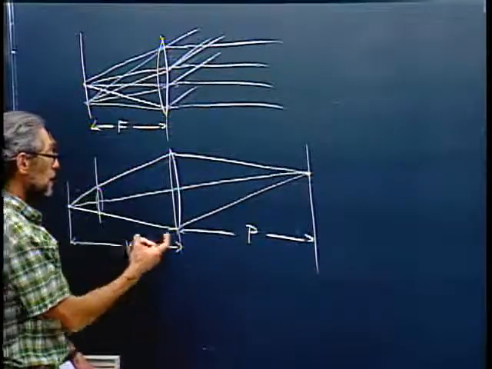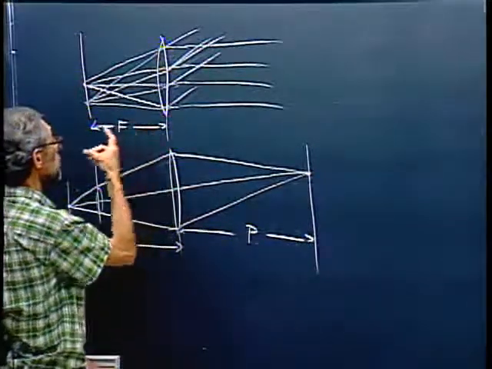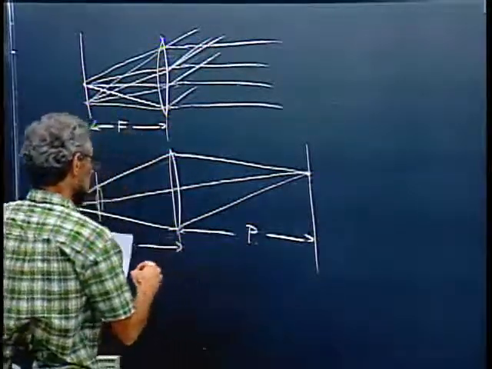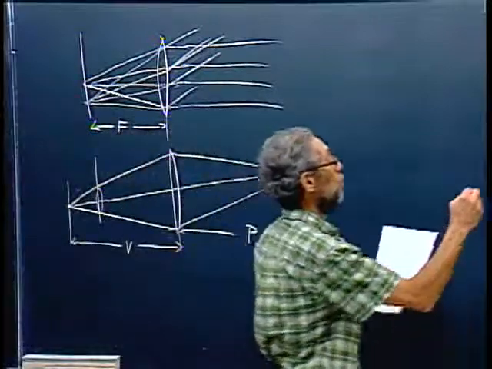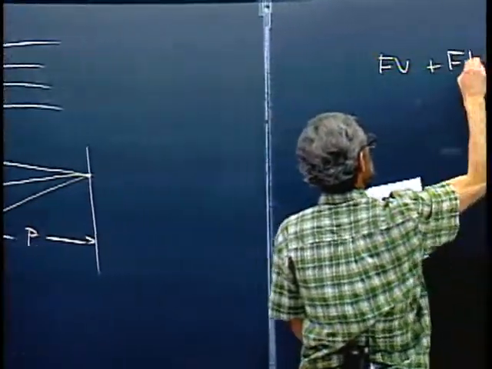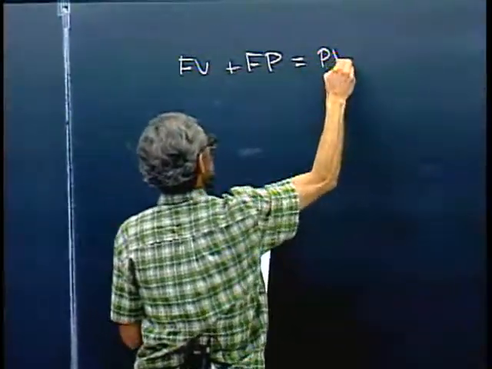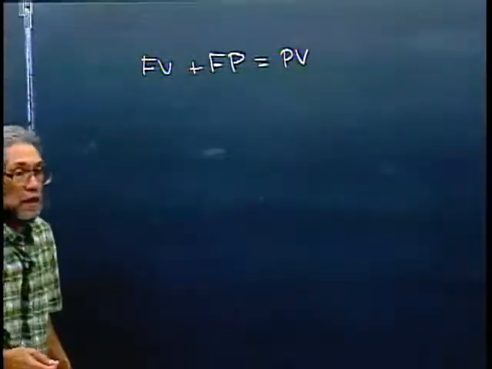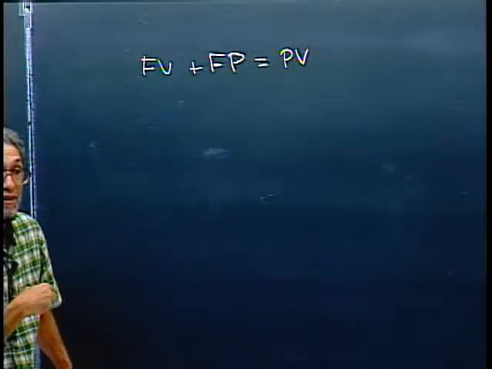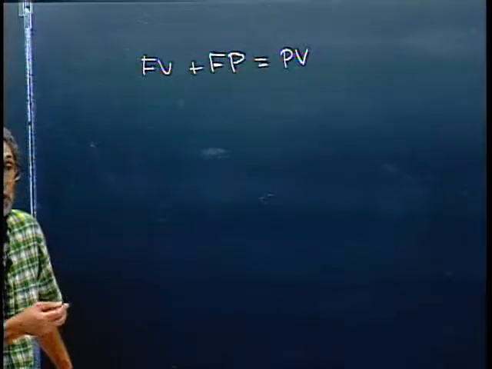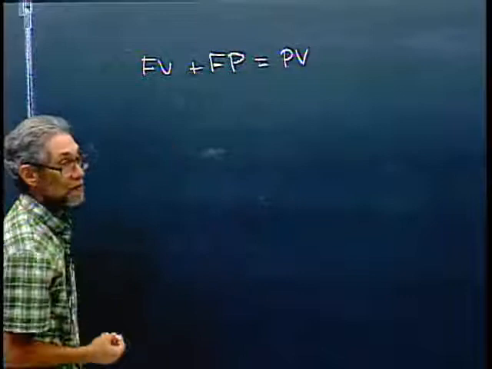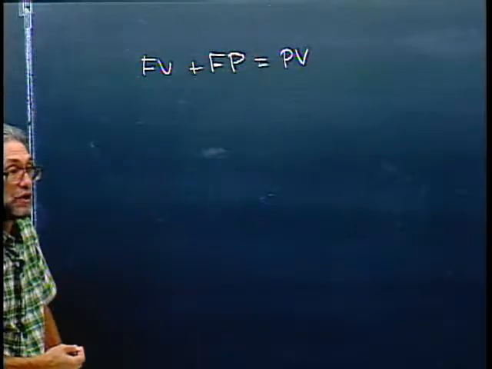And there's a formula relating this number and this number, which is the focal length of the lens. That formula says, maybe I'll write it on this board, FV plus FP equals PV. When we study refraction, which I keep putting off until later in the quarter, after I describe all the stuff you're going to need for the homework, we may be able to derive this equation from the rules about refraction.